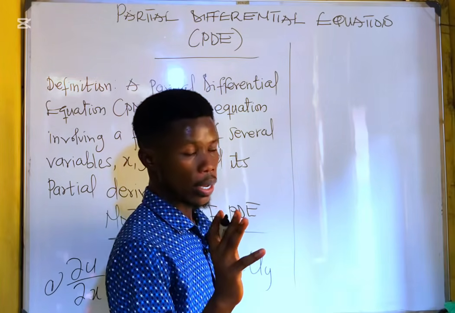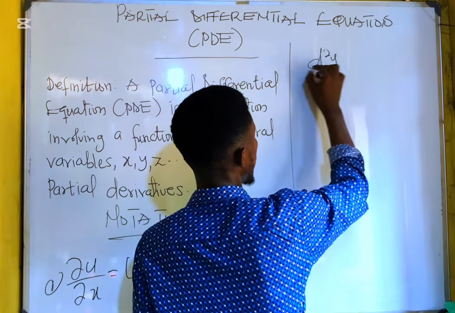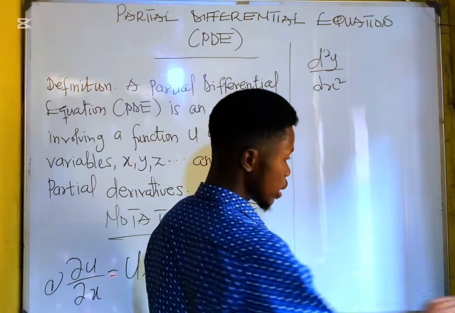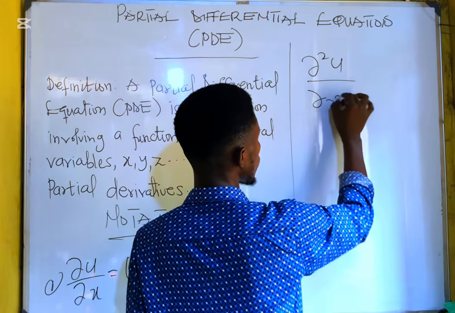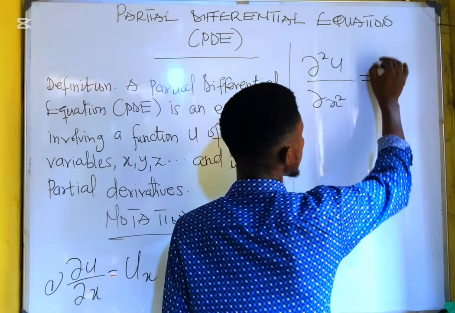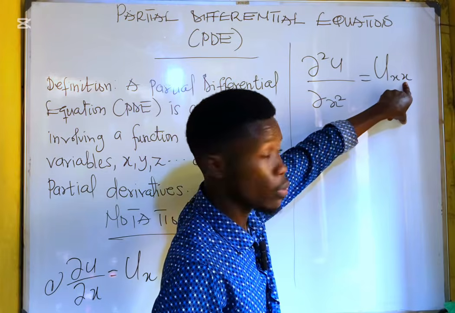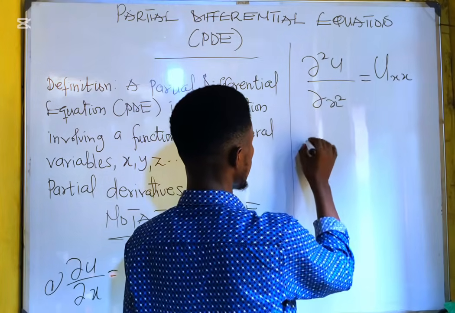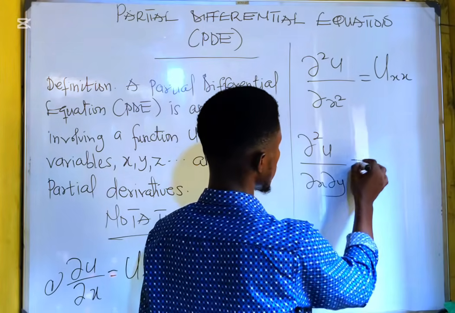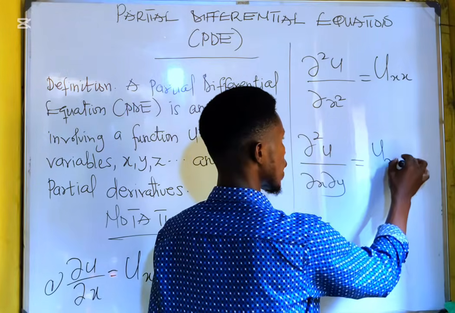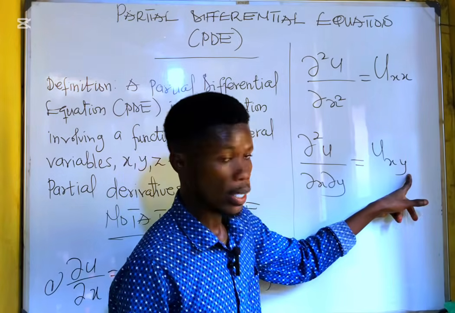Remember the ordinary differential equation. When it's second order, you can write this as d squared y over dx squared, right? So here too, the same thing. For second order, you can have delta squared u delta x squared. If I write this one in this form, it becomes u subscript xx, which means you have taken the partial derivative of the function twice. Then we can also have delta squared u delta x delta y. What does this mean? It means u subscript xy. First you take the partial derivative with respect to x, then take the partial derivative with respect to y. So that is the notation of it.